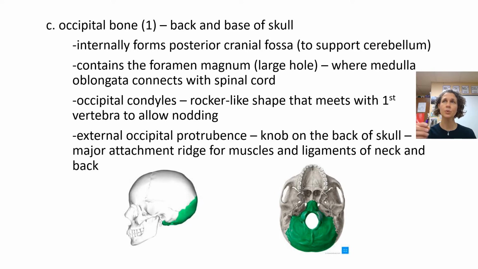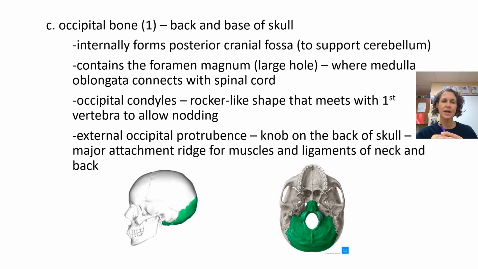Internally, and we'll look at this when we look inside the skull that we have in the classroom, they form what is called the posterior, remember that means towards the back, cranial fossa. Fossa very often is used to refer to kind of like a bowl or an indention. And this is where your cerebellum sits down into your skull. So it's kind of like just a little resting place for your cerebellum. That's one of the parts of the brain.